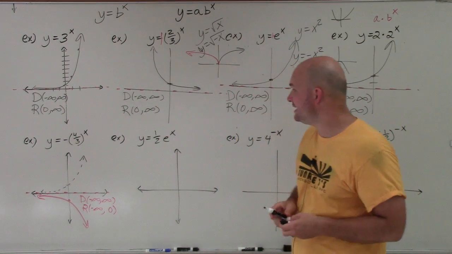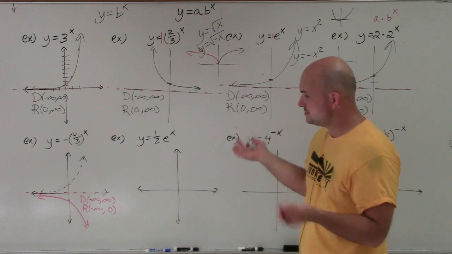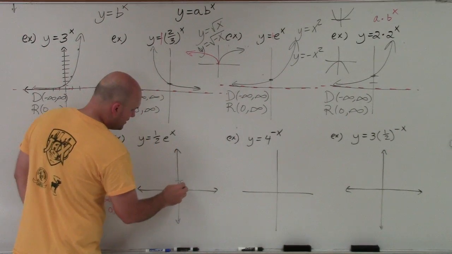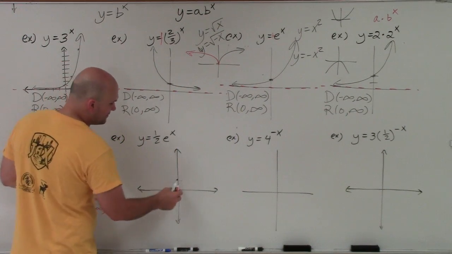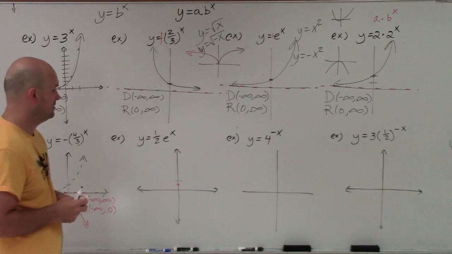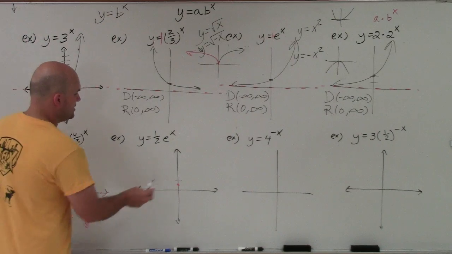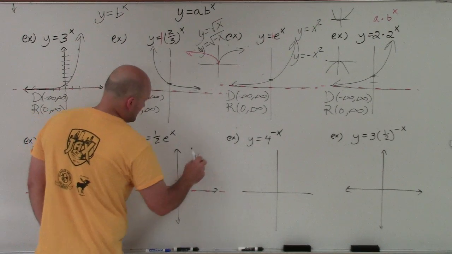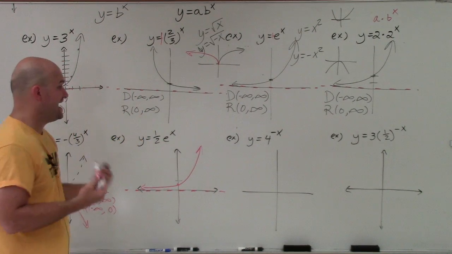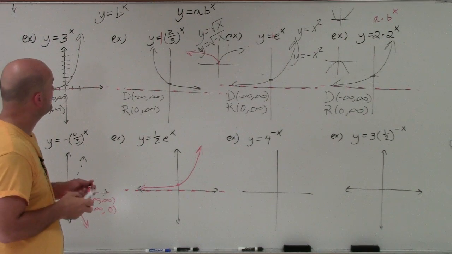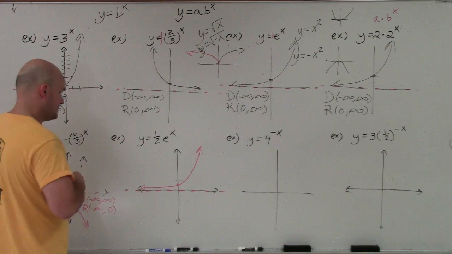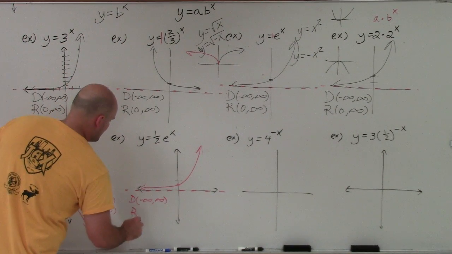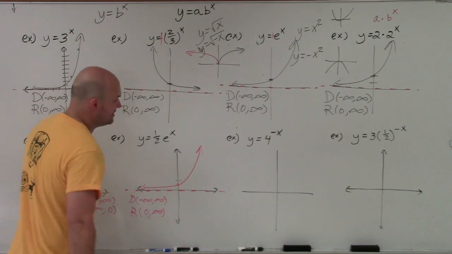The next one, we have y equals 1/2 e to the x. Okay, so this is kind of like my last example, except my a is not 1. My a is 1/2. So that goes right there. It's still going to have an asymptote here, and it's just going to look something like that. So the a is only affecting that 1/2. Okay, that's fine. My domain is going to be from -infinity to infinity. My range is going to be from 0 to infinity.